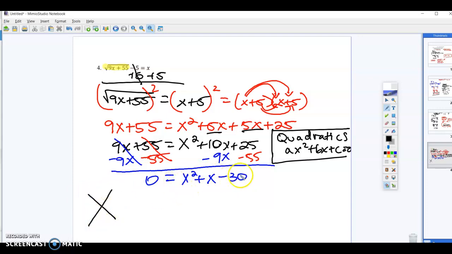So we're going to take a times c, and that's going to give us negative 30. B is going to give us 1. And the two numbers that'll make that happen are 6 and negative 5. Okay? So when I write this out in factored form, that's going to give me x plus 6 times x minus 5. If I'm solving for x, what I'm going to do is I'm going to set both of these equal to 0 and solve.